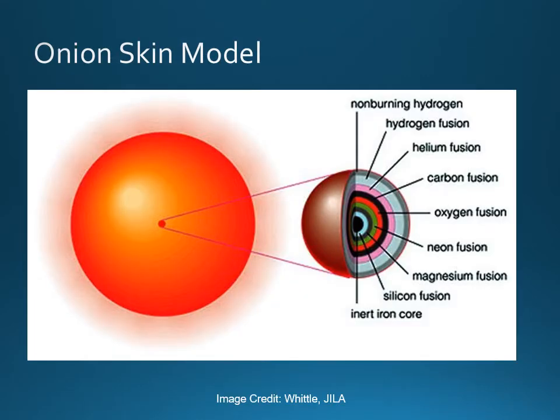Our current model is that as a high-mass star evolves, layers of concentric shells, each with unique fusion processes, form heavier elements toward the center. This structure is called the onion skin model.